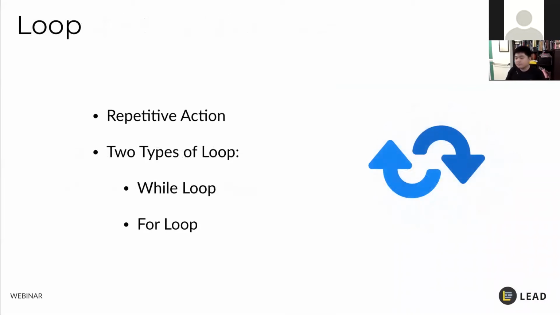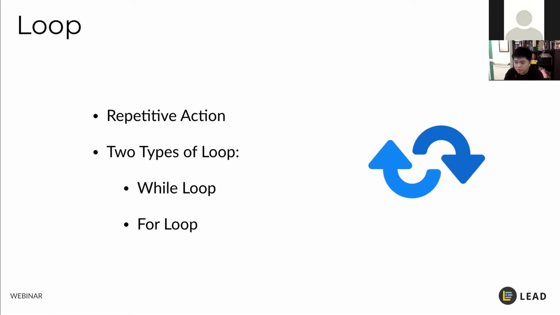Okay, next one, loop. Loop is an action, or a statement, that helps you to run n times of iterations. So it depends on how many iterations you want it to run. In Python programming, there are two types of loop. The first one is the while loop, and the second one is the for loop. Later I will show you how to do a for loop.